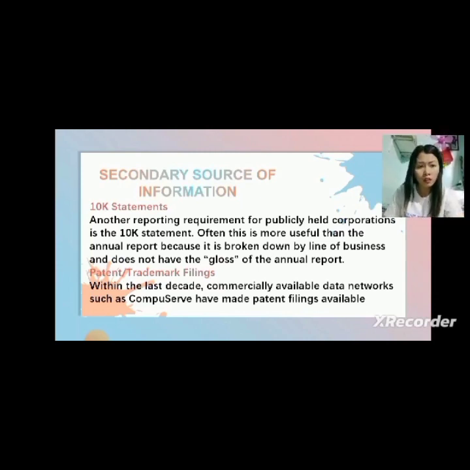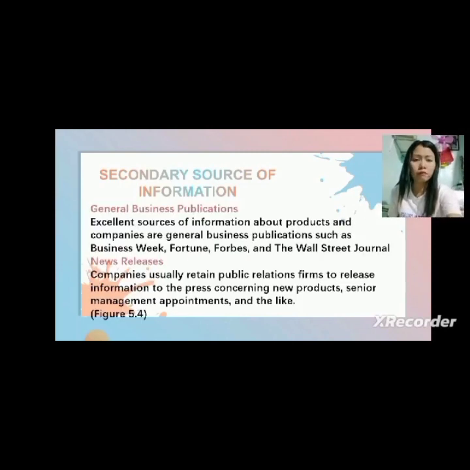Within the last decade, commercially available data networks such as CompuServe have made patent filings available. Ang patent filing available, ipinahiwatig sa iyong customer na nag-aalok ang iyong kumpanya ng isang bagay na hindi kayang gawin ng ibang kumpanya.